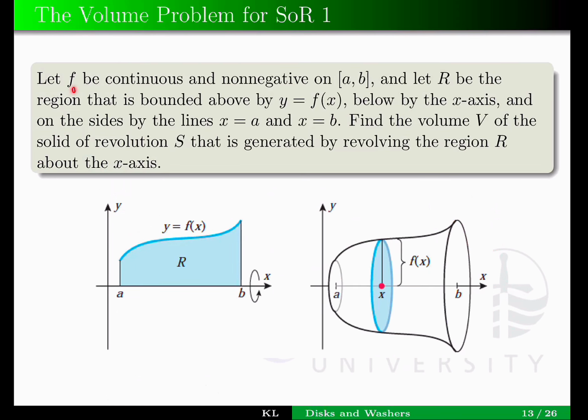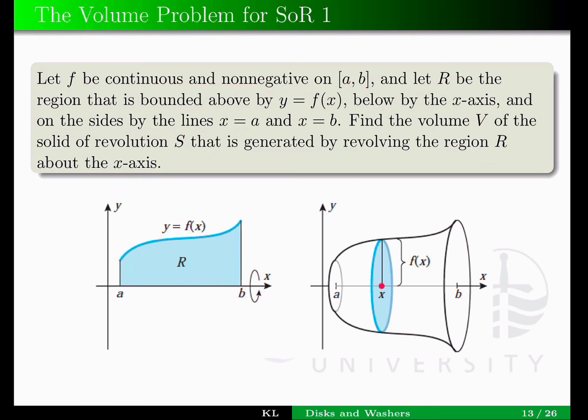Let f be continuous and non-negative on the interval [a, b], and let R be the region that is bounded above by y equals f of x, below by the x-axis, and on the sides by the lines x equals a and x equals b. Find the volume V of the solid of revolution that is generated by revolving the region R about the x-axis. So in here, we have the function y equals f of x, and the region is from the graph of the function all the way to the x-axis. And we are revolving about the x-axis.